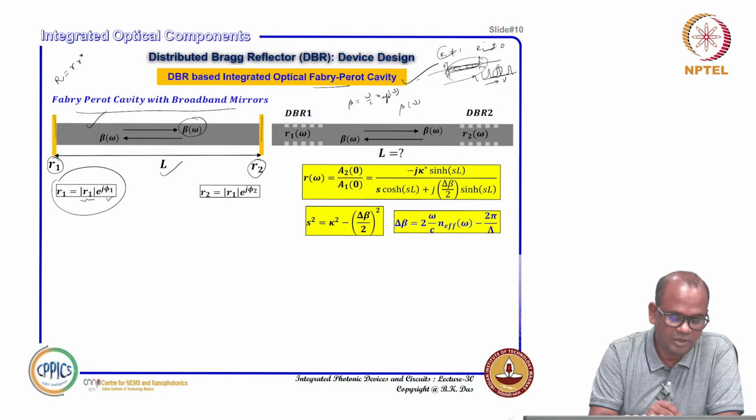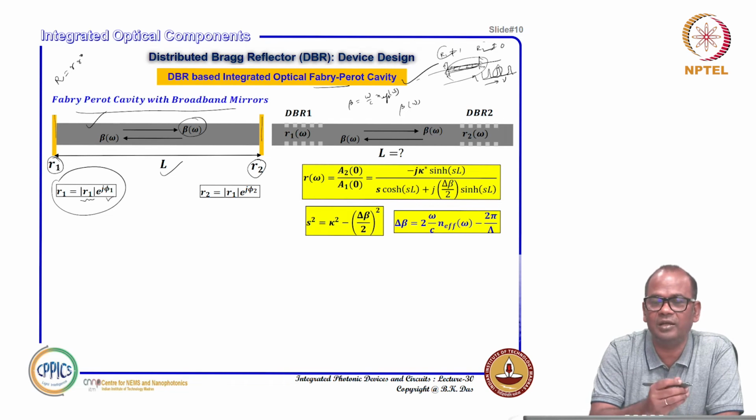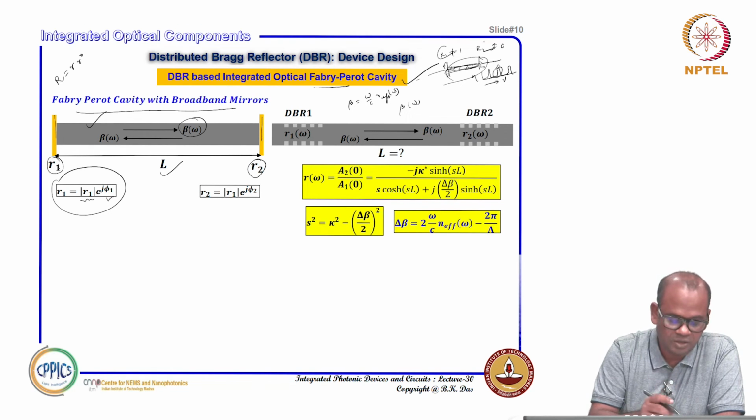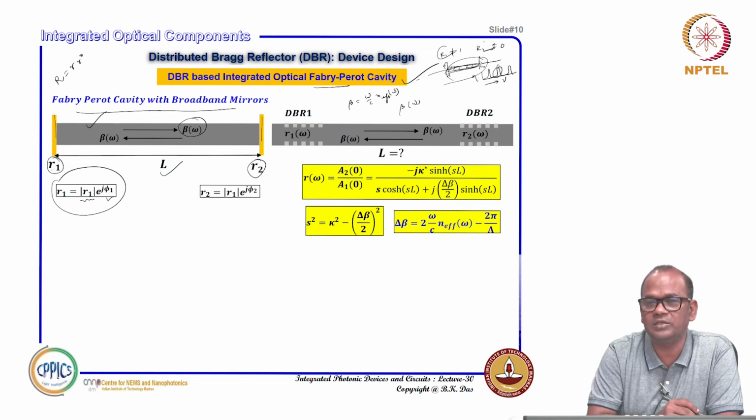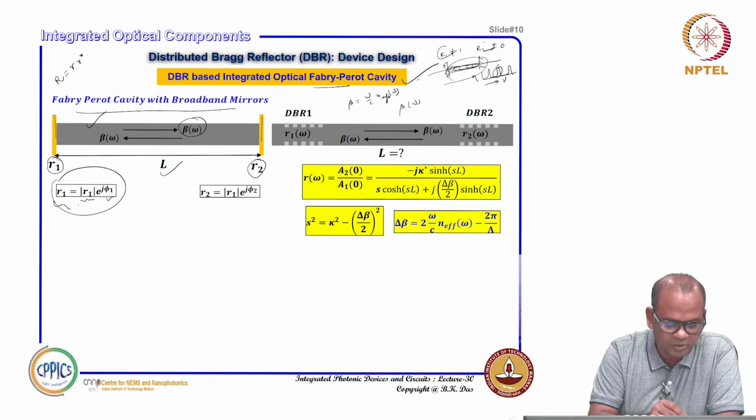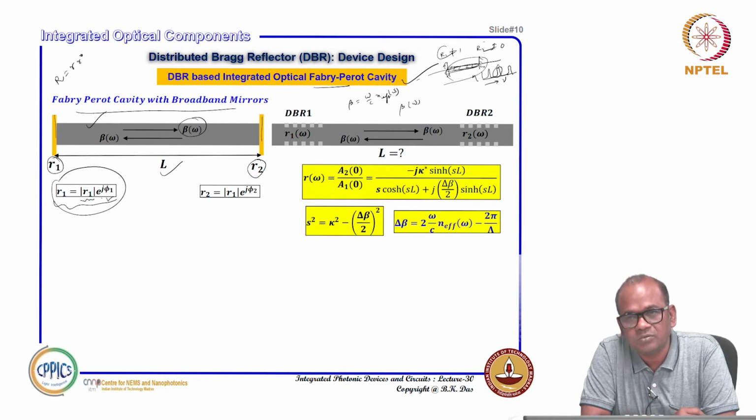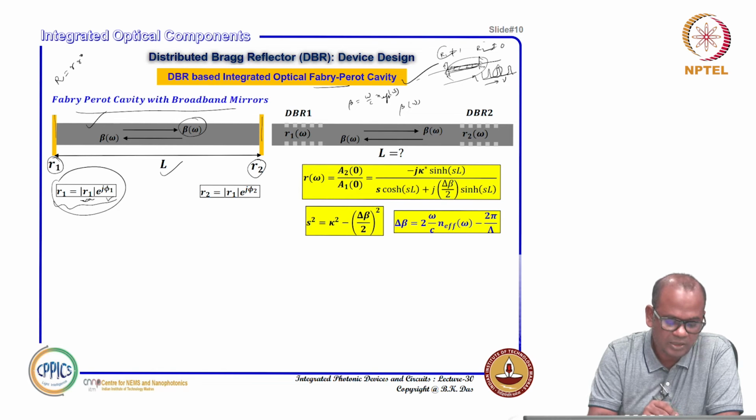So if, upon reflection, the electromagnetic wave undergoes some kind of phase change, then the reflection coefficient is complex, and that complex reflection coefficient can be expressed like this. It has a magnitude R1 and e to the power j phi 1. Similarly for R2.